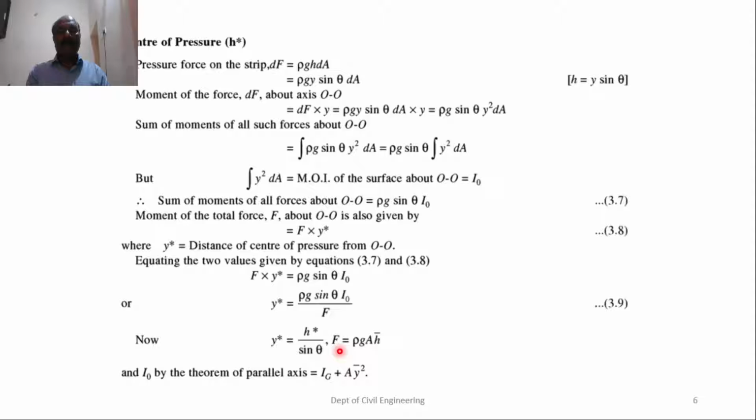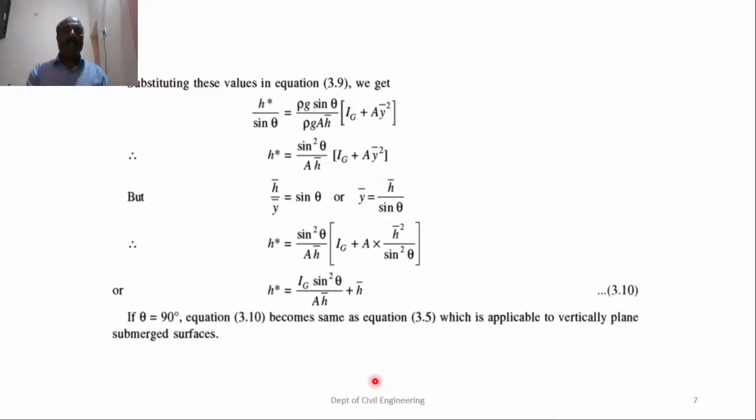Then F is equal to rho g A h bar. And I naught, by the parallel axis theorem, is I G plus A y bar square. Substituting these values, h star is equal to rho g sin theta into (I G plus A y bar square) by rho g A h bar. So finally h star is equal to I G sin square theta by A h bar, plus h bar.